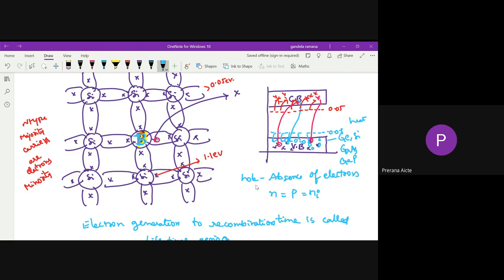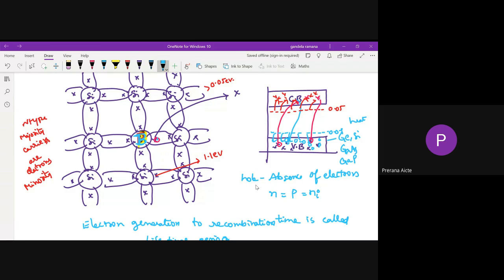So in P type semiconductor material, the majority carriers are holes and minority carriers are electrons. Whenever bonds are broken, electrons jump and holes are created. With the impurity added, the energy gap for holes is very small. That's why majority carriers are holes and minority carriers are electrons.